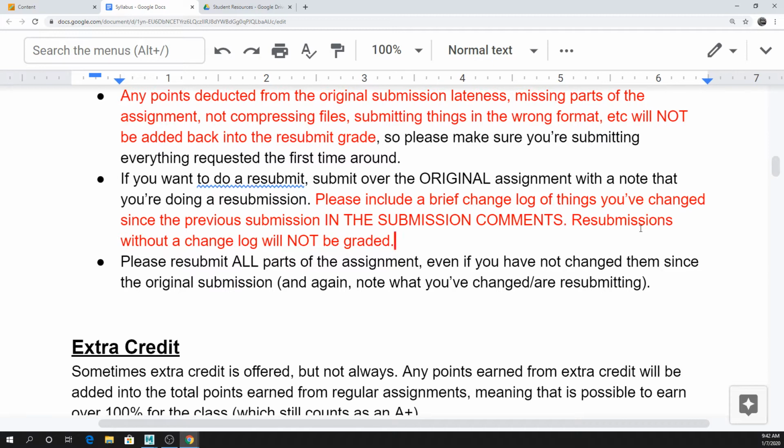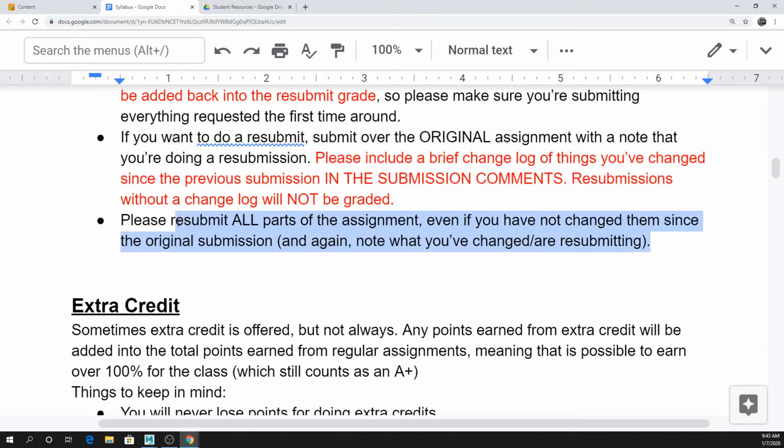And the reason I ask for that, in case you're curious, is just, one, it makes my life easier. I'm teaching like 40 plus people, I think. I don't necessarily remember exactly what you guys have worked on. It also allows me to go back and look at specific things to ensure that I see everything you worked on and give you the maximum number of points possible for your resubmissions. And just, if you could, resubmit all parts of the assignment, even if you haven't changed them. It just keeps things organized on my end.